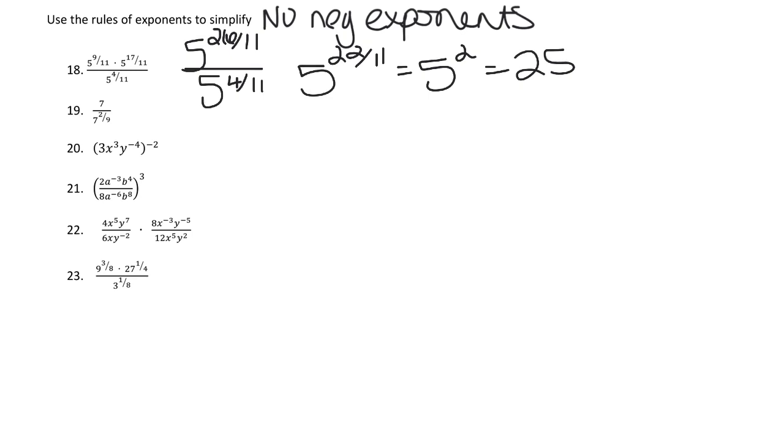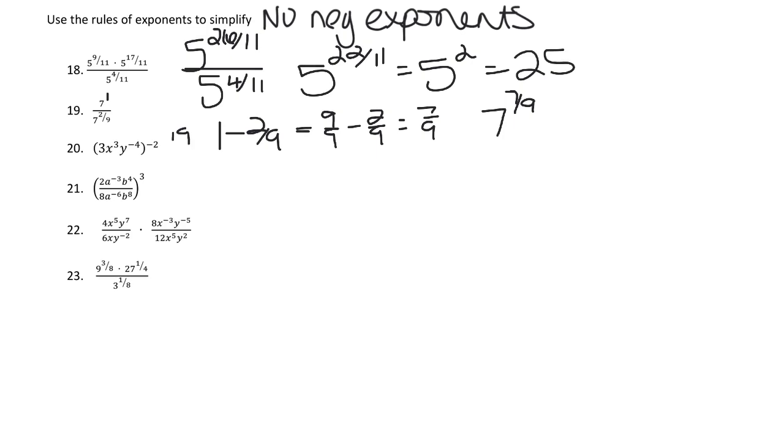Number 19, this is 7 to the 1 over 7 to the 2/9ths. So 1 minus 2/9ths, I can make 1 into 9/9ths. 9/9ths minus 2/9ths is 7/9ths. So 7 to the 7/9ths. My denominator stays the same. We don't divide out the denominators.